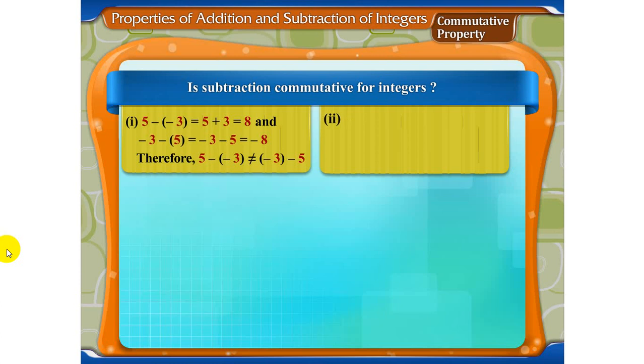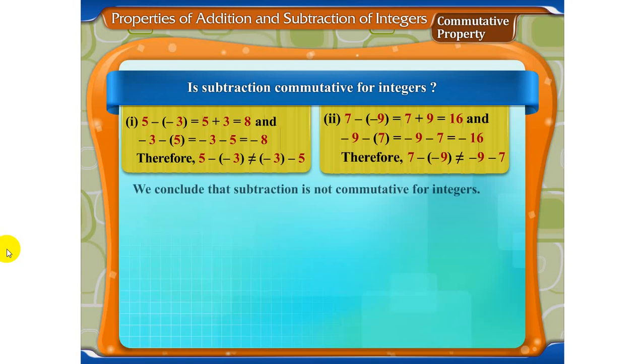2. For integers 7 and -9. 7 minus -9 is equal to 7 plus 9, which is equal to 16. And -9 minus 7 is equal to -16. Therefore, 7 minus -9 is not equal to -9 minus 7. We conclude that subtraction is not commutative for integers.